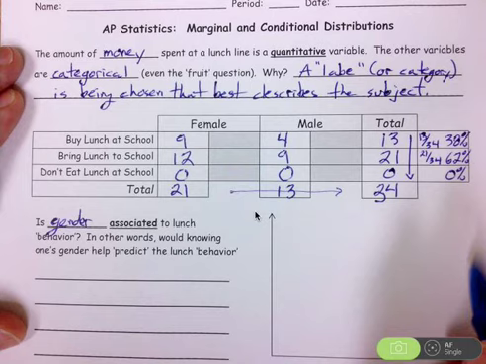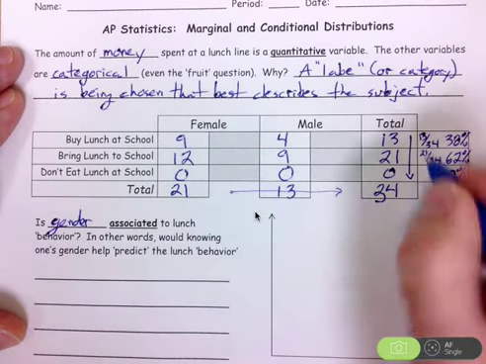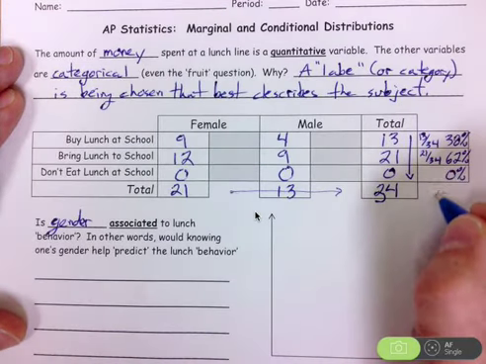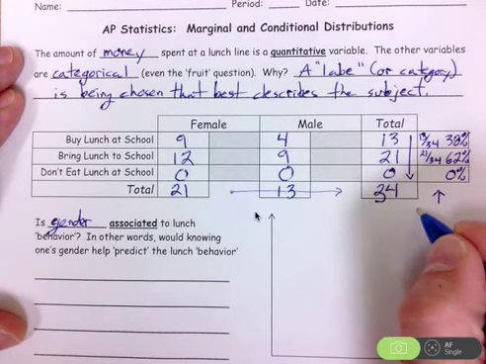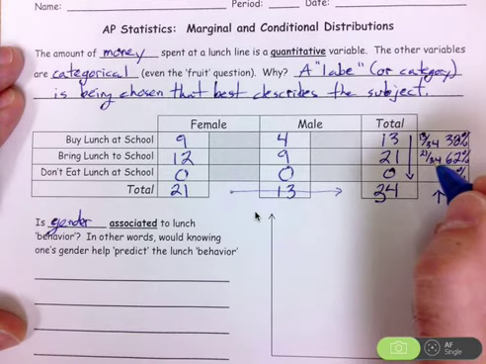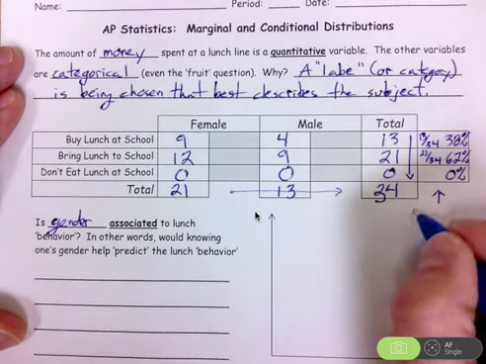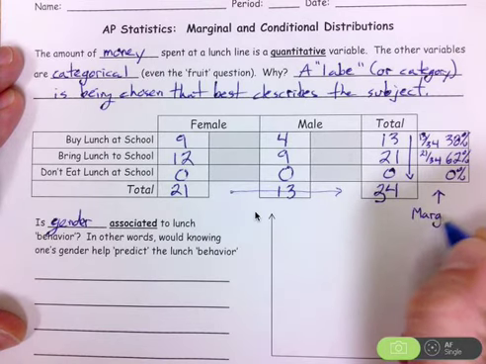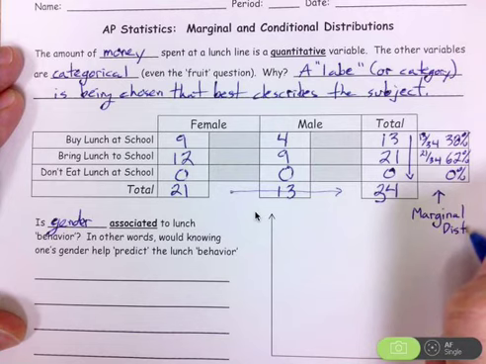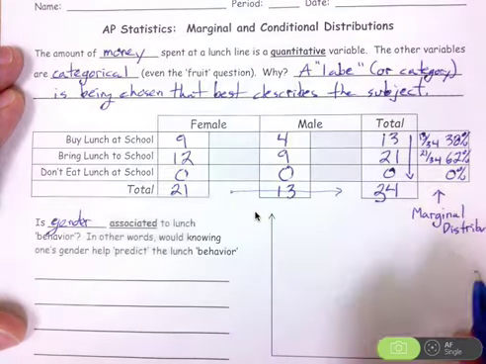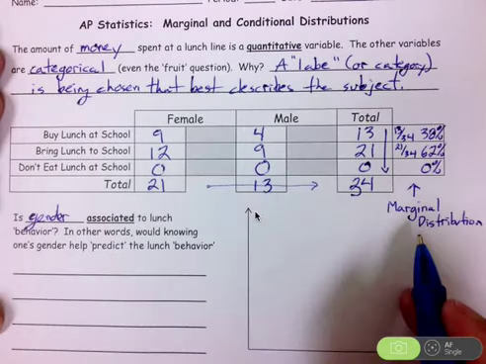So this is a calculation that's done outside the table. It's called a marginal distribution because it's almost written in the margin far to the right of the table. M-A-R-G-I-N-A-L. That is a marginal distribution. So we're looking at marginal distributions when we're looking at the totals.